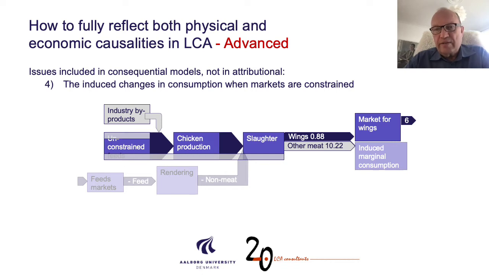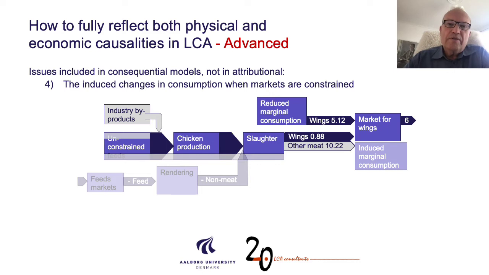So where does the rest of the wings come from? Well, it comes from a reduced marginal consumption of wings by other consumers. In this case, 5.12 kilograms of wings.